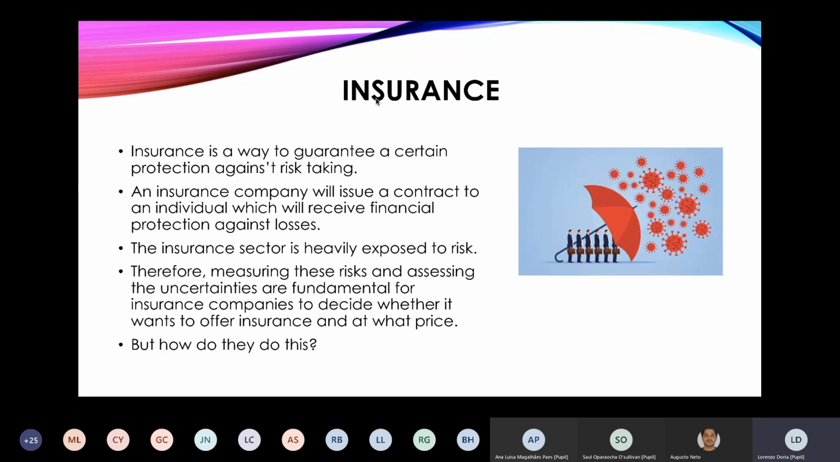And the common way people do this is through insurance. Insurance is when an individual transfers their risk to the insurance company for a premium. And the premium, for those who don't know what it is, is an amount of money that is paid periodically to the insurer, so like a fee.